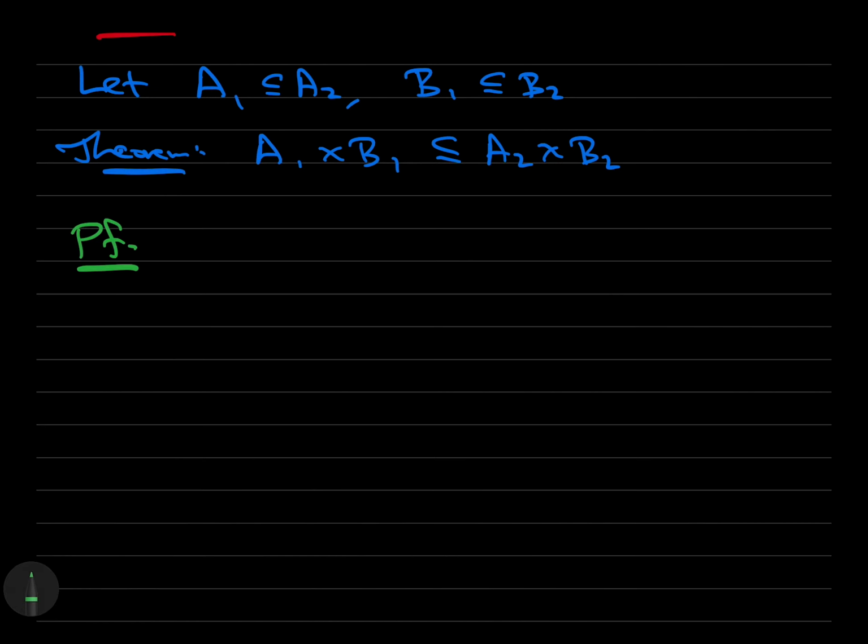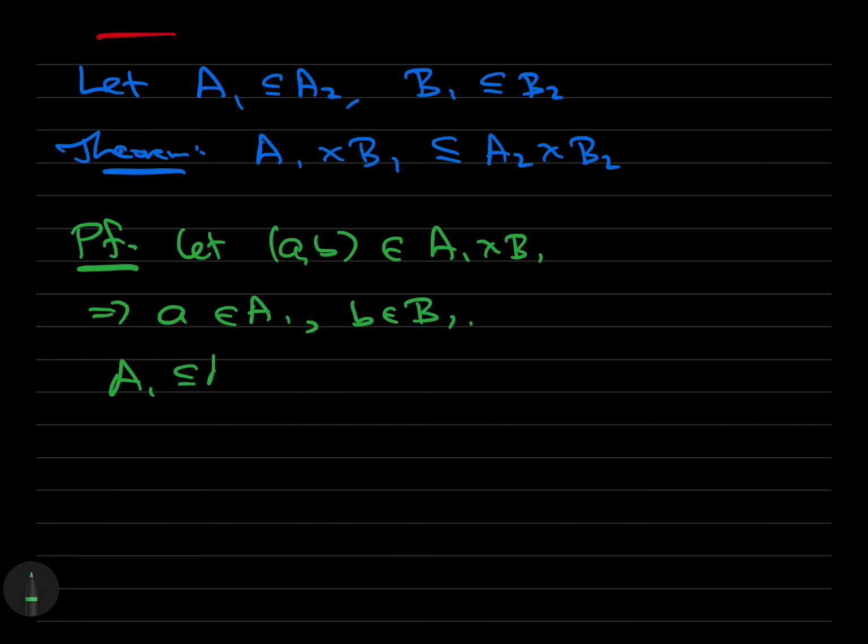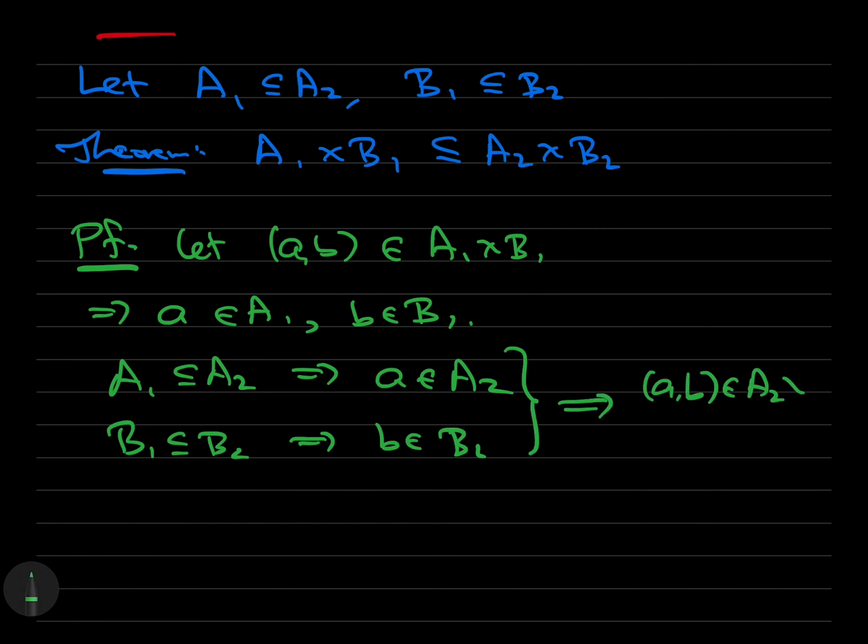To see this, let the pair AB be in A1 times B1. This means that A is in A1 and B is in B1. But since A1 is a subset of A2, this means that A is in A2. Since B1 is a subset of B2, this means that B is in B2. Therefore, the pair AB is in A2 times B2.